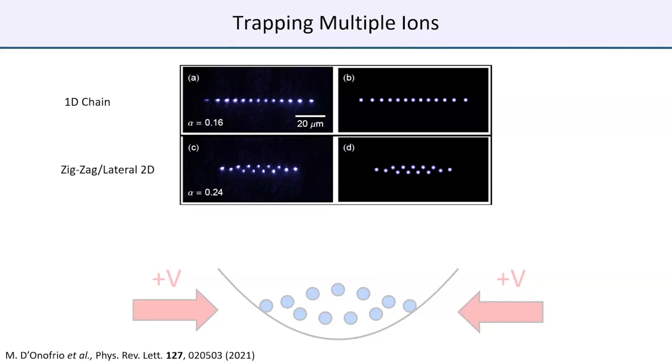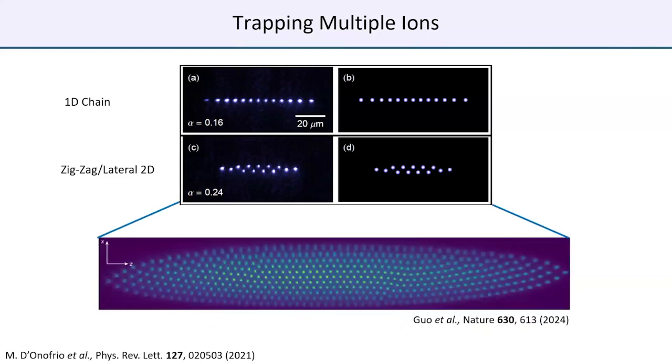Very recently in the trapped ion field, there have been quantum simulation experiments performed with something like 300 to 500 trapped ions. And this is the configuration that they used, out of Ming-Guan's group this year. This is a self-assembled triangular lattice of several hundred ions, and this is the zigzag or lateral 2D configuration.